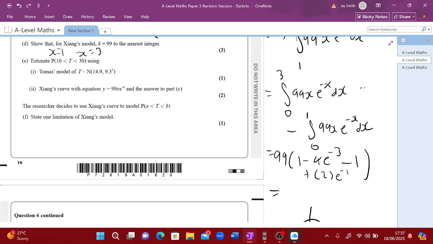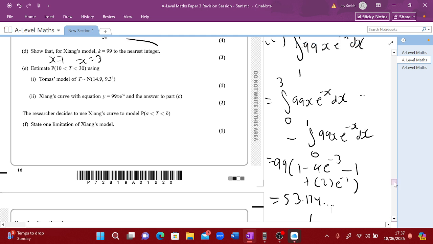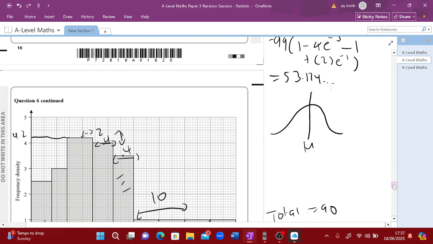So 99 lots of 1 minus 4e to the minus 3 minus 1, add 2e to the minus 1. So we should get an answer of 53.124, okay, which makes sense. I guess it's a fairly sensible frequency. I'm going to get rid of this now.